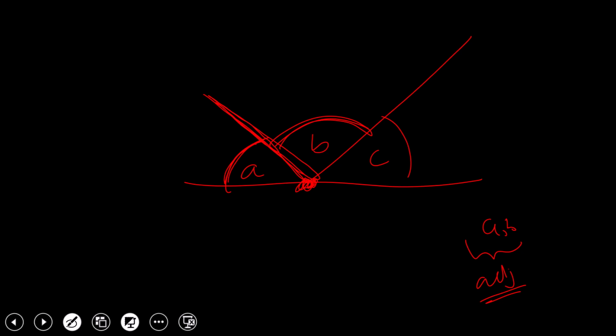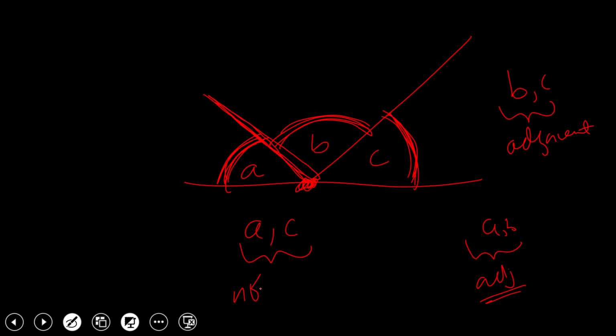In the same way, we can take angle B and angle C. Angle B and angle C are also adjacent. So angle B is next to angle C. So these are adjacent angles. Now angle A and angle C are not adjacent. These two angles over here are not adjacent, in the sense that you can see that they are not next to each other. For you to move from A to C, you have to pass through B. So they are not adjacent.